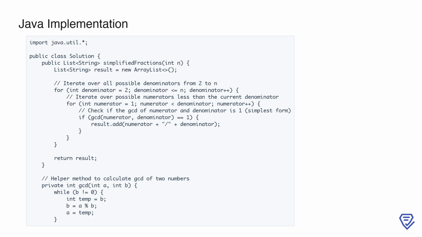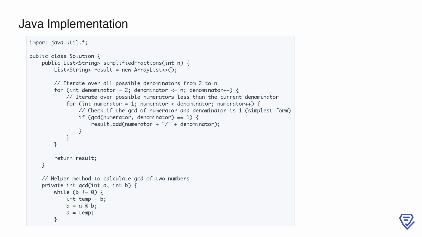The outer loop iterates over possible denominators, starting from 2 up to the value of n, since a valid fraction must have a denominator greater than 1. Inside this loop, the inner loop considers numerators that are smaller than the current denominator, ensuring that the resulting fraction is less than 1. For every numerator and denominator pair, we check if their greatest common divisor, or GCD, is 1, which confirms that the fraction is in its simplest form. If so, we format the fraction as a string and add it to our result list.